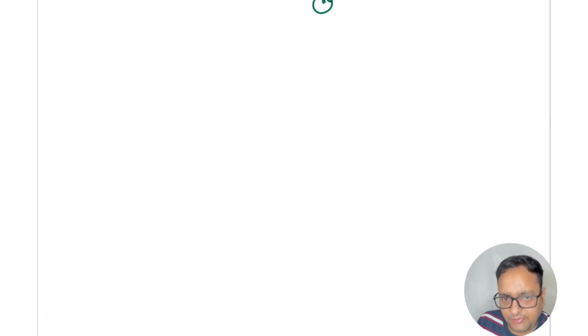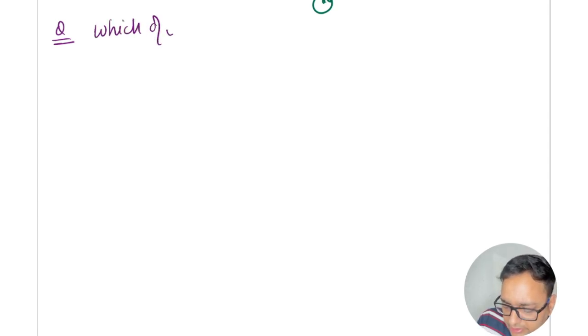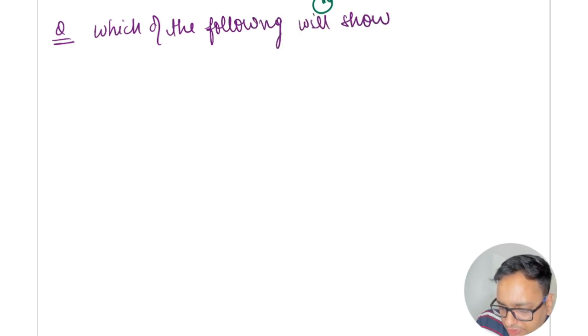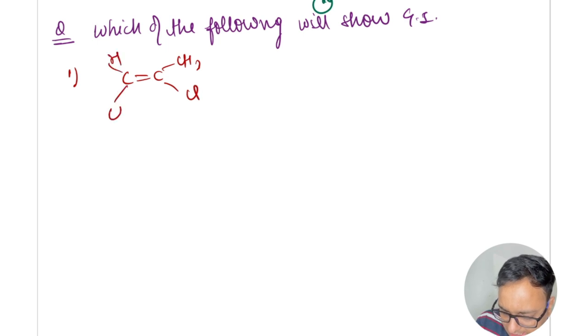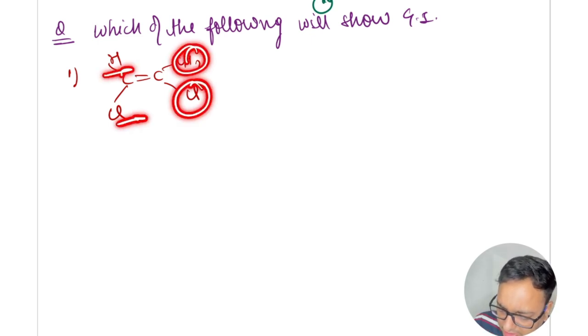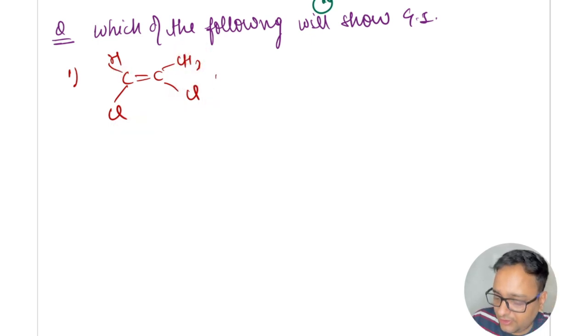Now there are some compounds, like we are doing some very good question: which of the following will show geometrical isomer? First, we have C double bond C, CH3 and Cl, and H and Cl. Will it show geometrical isomer? Tell me, will it show? We only need to check that these two are different and these two are different. That's all. So yes, it will show geometrical isomer.